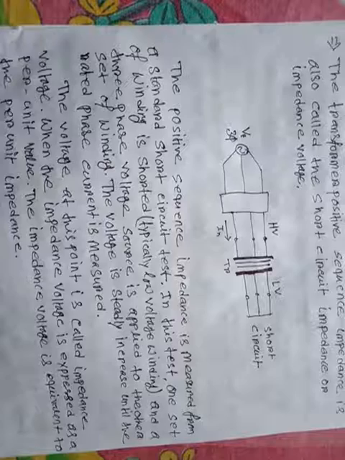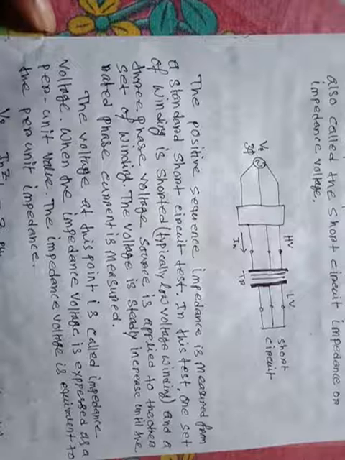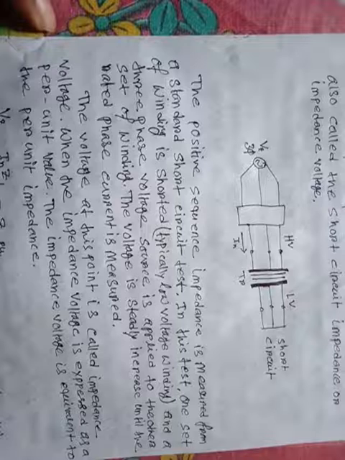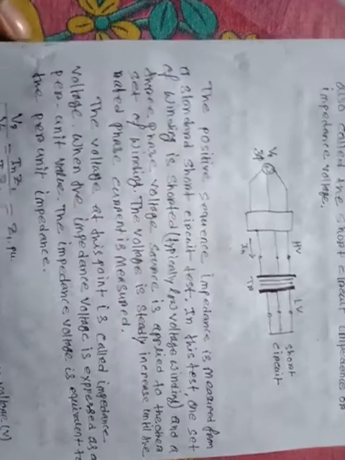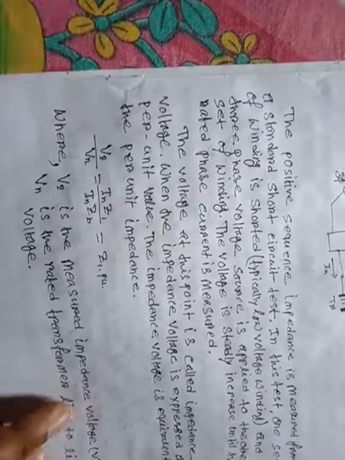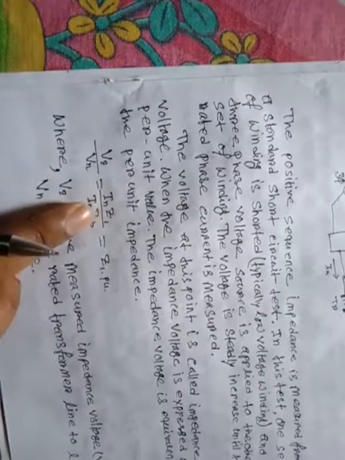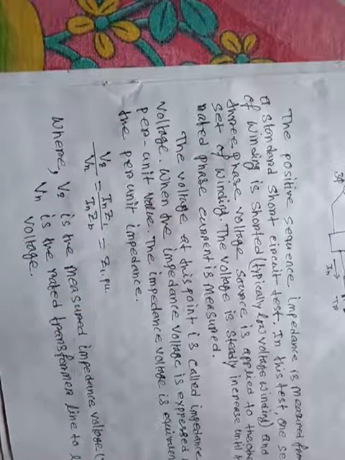The voltage at this point is called the impedance voltage. When the impedance voltage is expressed as a per unit value, it is equivalent to the per unit impedance. This is the formula to find the impedance voltage: Vz / Vn = (In × Z1) / (Zn) = Z1 per unit impedance, where Vz is the measured impedance voltage.